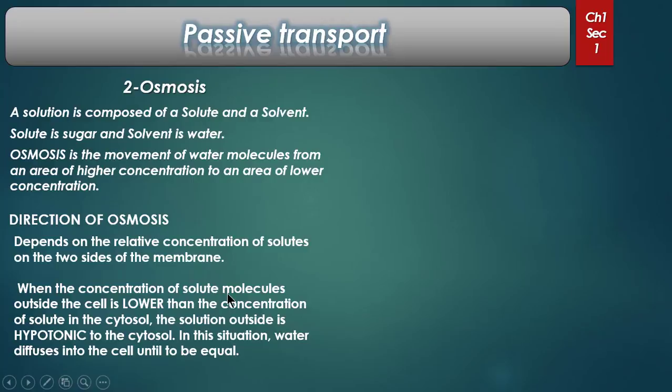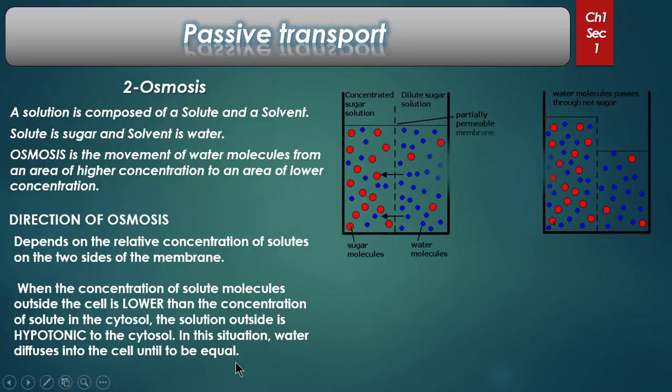When the concentration of solute molecules outside the cell is lower than the concentration of solute molecules in the cytosol, the solution outside is said to be hypotonic to the cytosol. In this situation, water diffuses into the cell until they are equal. Okay, I'm just going to teach you this in the figure.